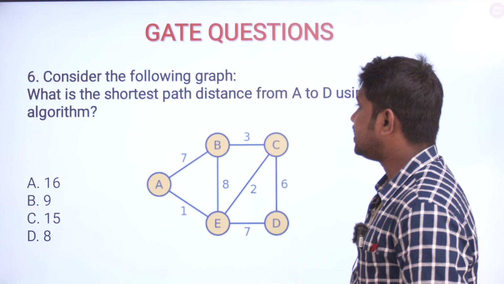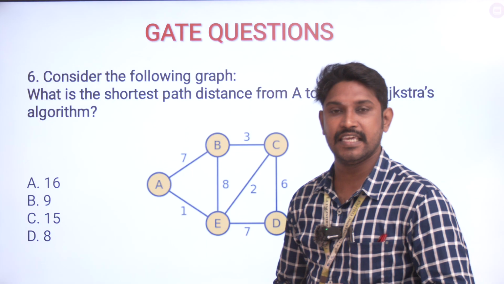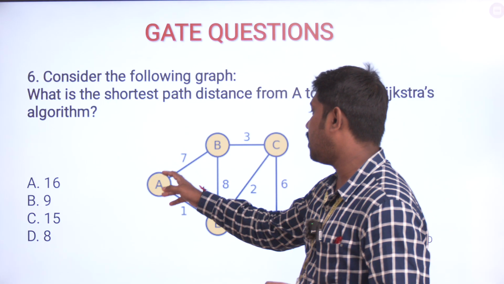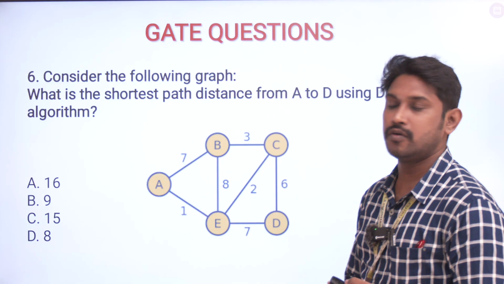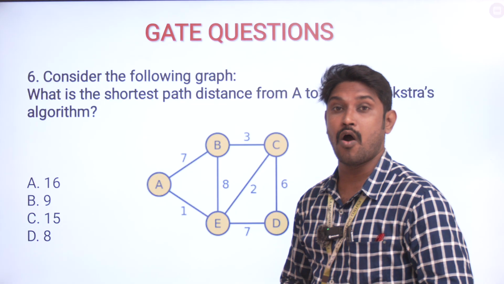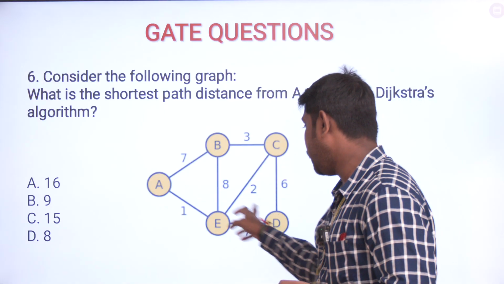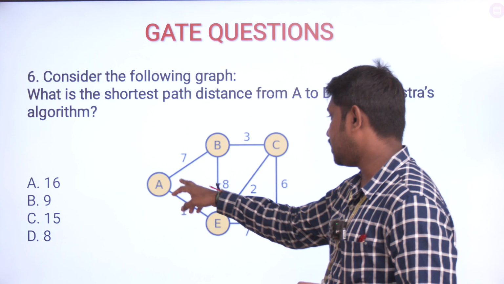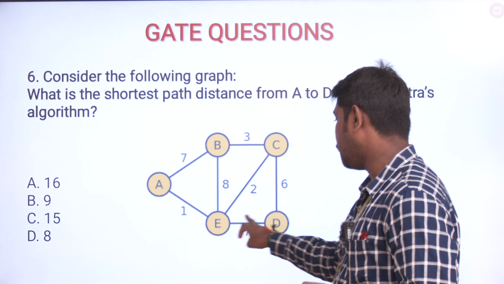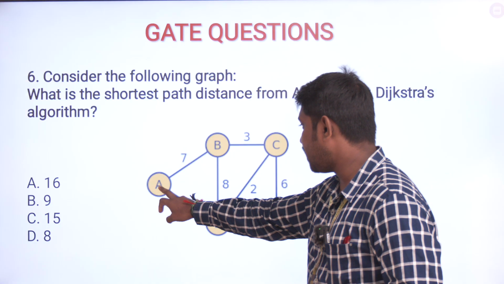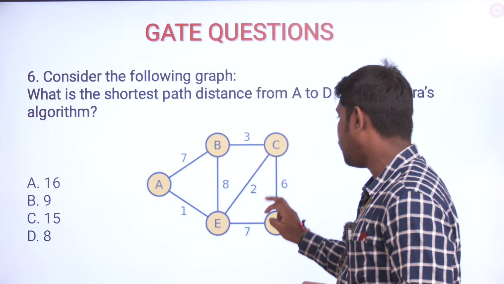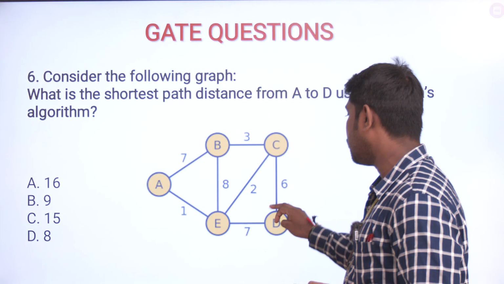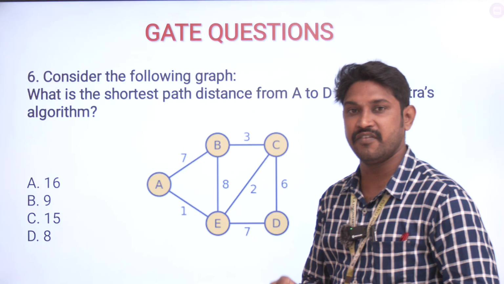So we move on with question 6. What they are asking is, in the given graph, we are going to find the shortest path between A to D. First we identify how many paths there are between A to D. First, A to B, B to C, C to D, that is one path. The second path will be A to E, E to D. The third path will be A to B, B to E, E to D. And the fourth path will be A to B, B to E, E to C, C to D. Among these four paths, we are going to identify the shortest path.